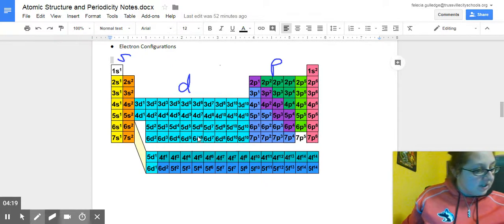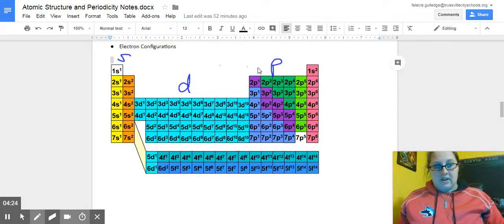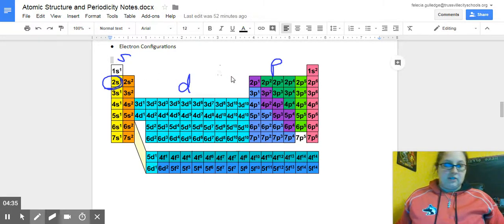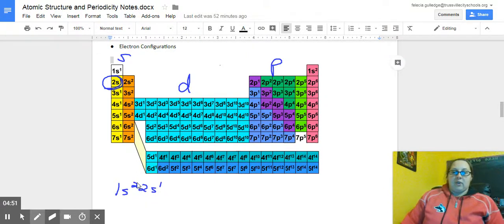So if I wanted to do the electron configuration for, let's say, lithium, okay? Lithium resides right here. So I would start at the beginning and kind of like a typewriter, you just keep on going until you hit that spot. So there's 1s1, 1s2, 2s1. So we go 1s2, 2s1 would be the electron configuration for lithium.